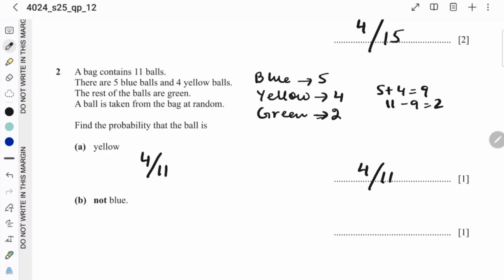Okay, now not blue. The blue are 5, so 11 minus 5 will become 6. So 6 balls are there which are not blue. So the probability will be 6 over 11. Or you can do it like this: 1 minus 5 over 11 is also 6 over 11, because the total probability is 1. So that answer will be 6 over 11.